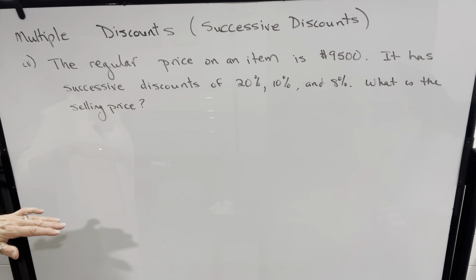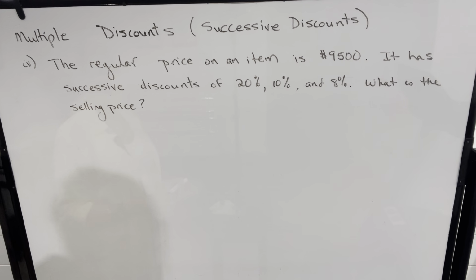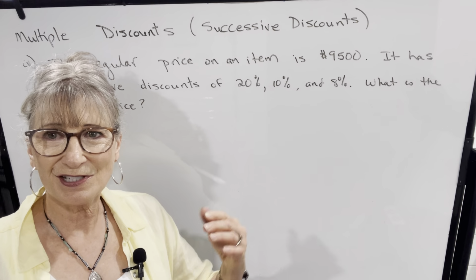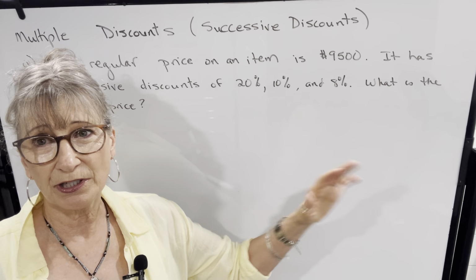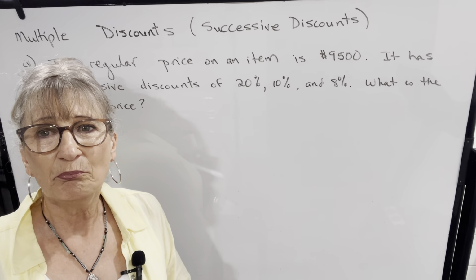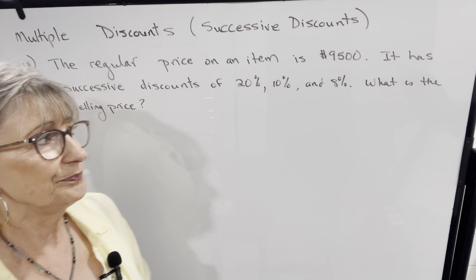Now let's take a look at an example where we have more than 2 successive discounts. So the next example says the regular price on an item is $9,500. It has successive discounts of 20%, 10%, and 8%. What is the selling price? You can do this step by step and find each value after each discount, which you might need to do if you're asked for those values, but I'm going to do it all in 1 step.